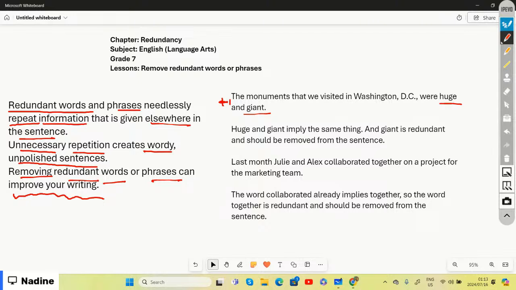So we said we have words like huge and giant that are synonyms and they basically imply the very same thing. Which means that giant is redundant and should be removed from the sentence. So now, instead of saying huge and giant, we are just going to say huge. The monuments that we visited in Washington, D.C. were huge.